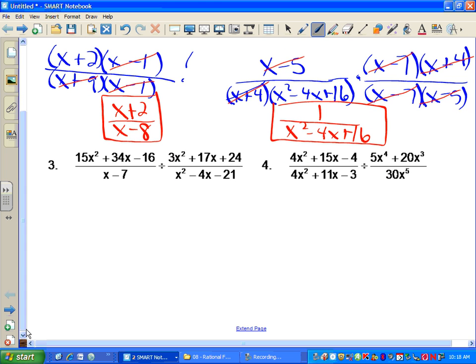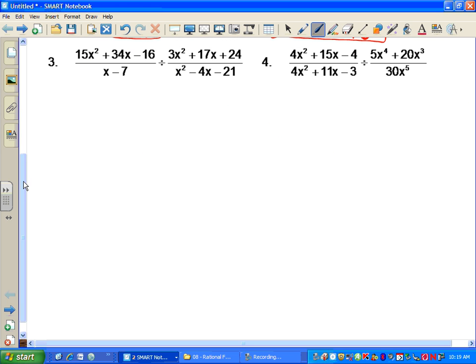Okay, let's move on to number 3. It's division. Remember that division is the same as multiplying by the reciprocal. I just need to factor these things out. I'm going to fancy factor the first term. So I'm going to take down here at a separate area my 15x squared plus 34x minus 16.